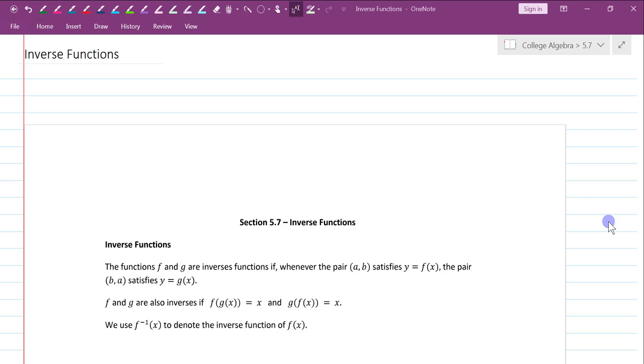Coming in, getting ready for our upcoming exam. This is the last lecture that has to do with preparation for Tuesday's exam. So let's get started. We're going to be talking about inverse functions.